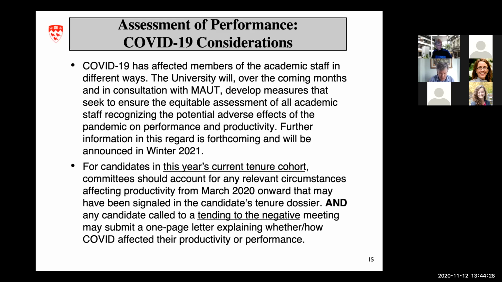So if a committee is tending to the negative this year, then when you call the candidate to that meeting, please invite them to signal to the committee whether any adverse circumstances were inflicted by the onset of COVID. It may be that there's nothing there, right? That the tenure denial has absolutely nothing to do with the fact that there was a pandemic. But if there was, they should be given an invitation to explain that so that the committee can consider it to the extent that this is relevant.